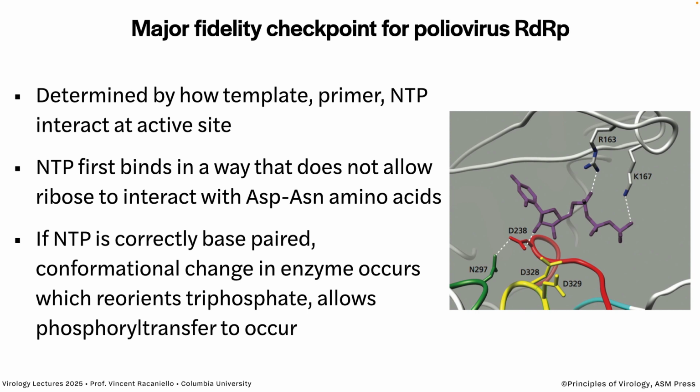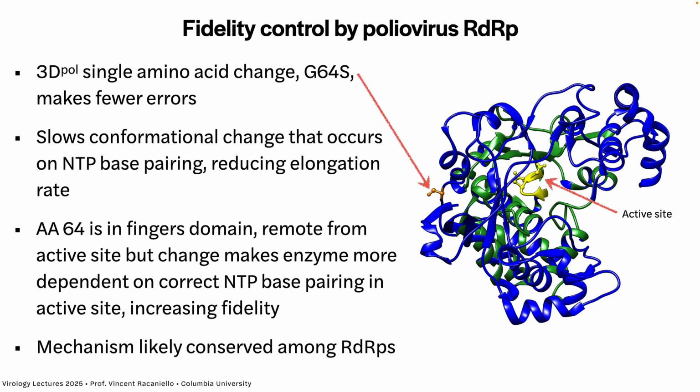But if it's correctly base paired, we'll have a conformational change in the enzyme, reorienting the triphosphate, and that allows phosphoryl transfer to occur. So in other words, if the right triphosphate is in, you get a conformational change in the enzyme, which now allows it to be incorporated, which wouldn't happen before. You can make single amino acid changes in the polio polymerase that affect the error rate.